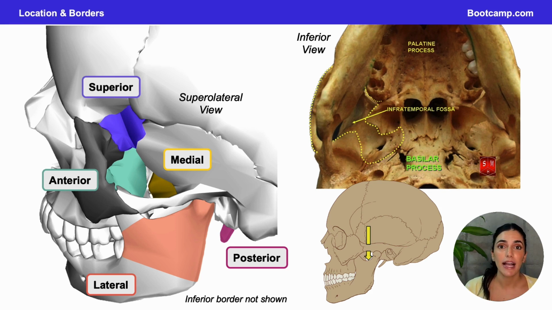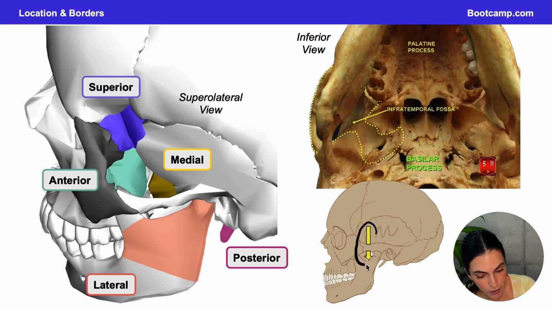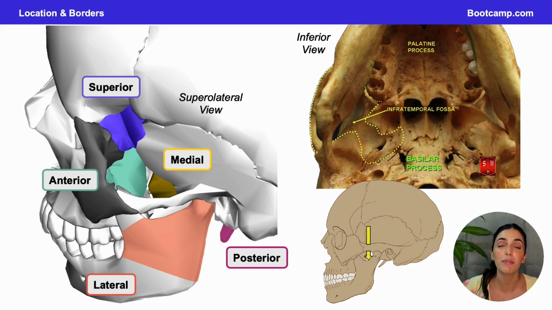So as the name implies, infra means below, so the infratemporal fossa is going to be below the temporal fossa. Now, the temporal fossa is located here along the temporal bone, where our temporalis muscle, one of our muscles of mastication, is going to sit. So just below that temporal fossa, where this yellow arrow is indicating, is where that infratemporal fossa is located.